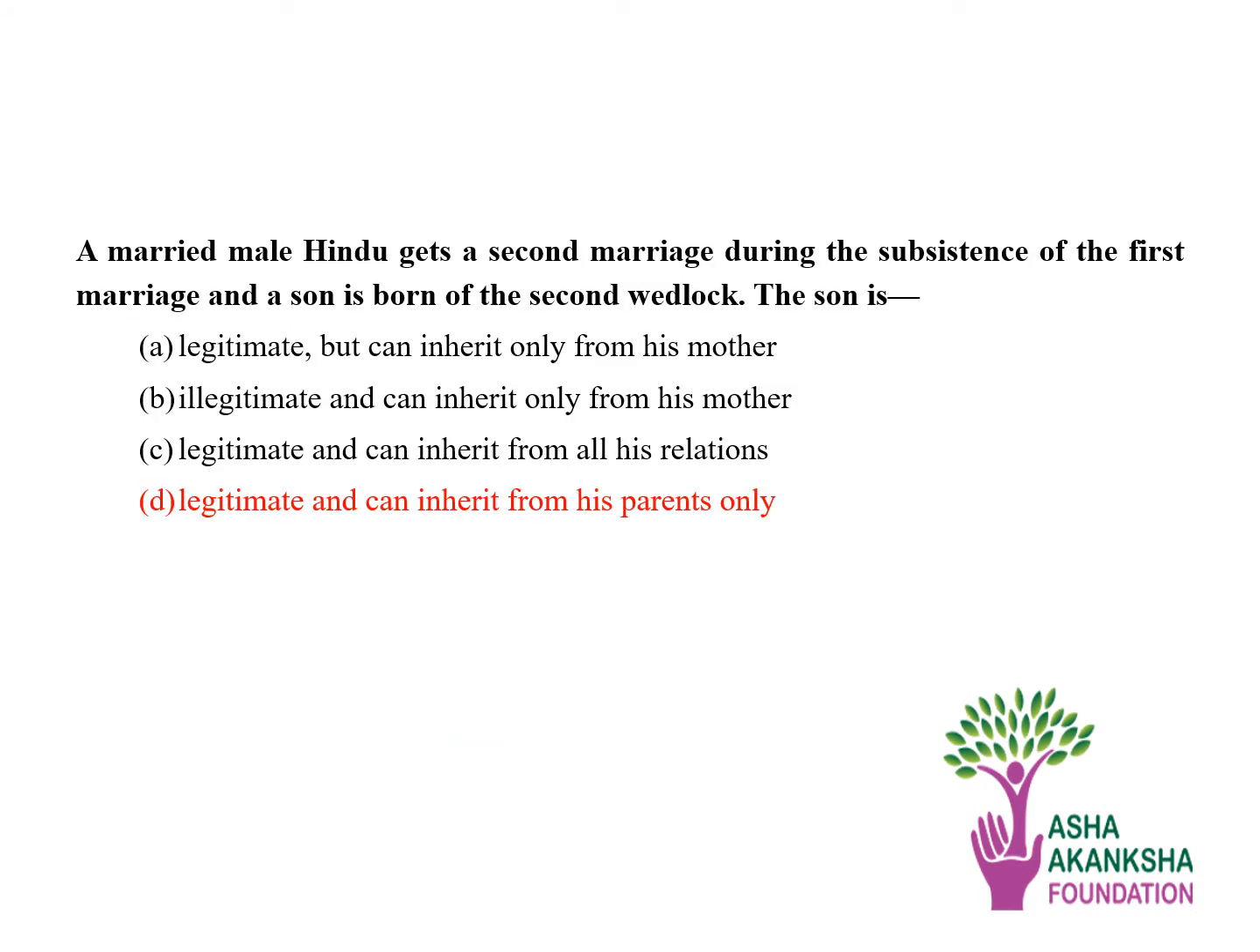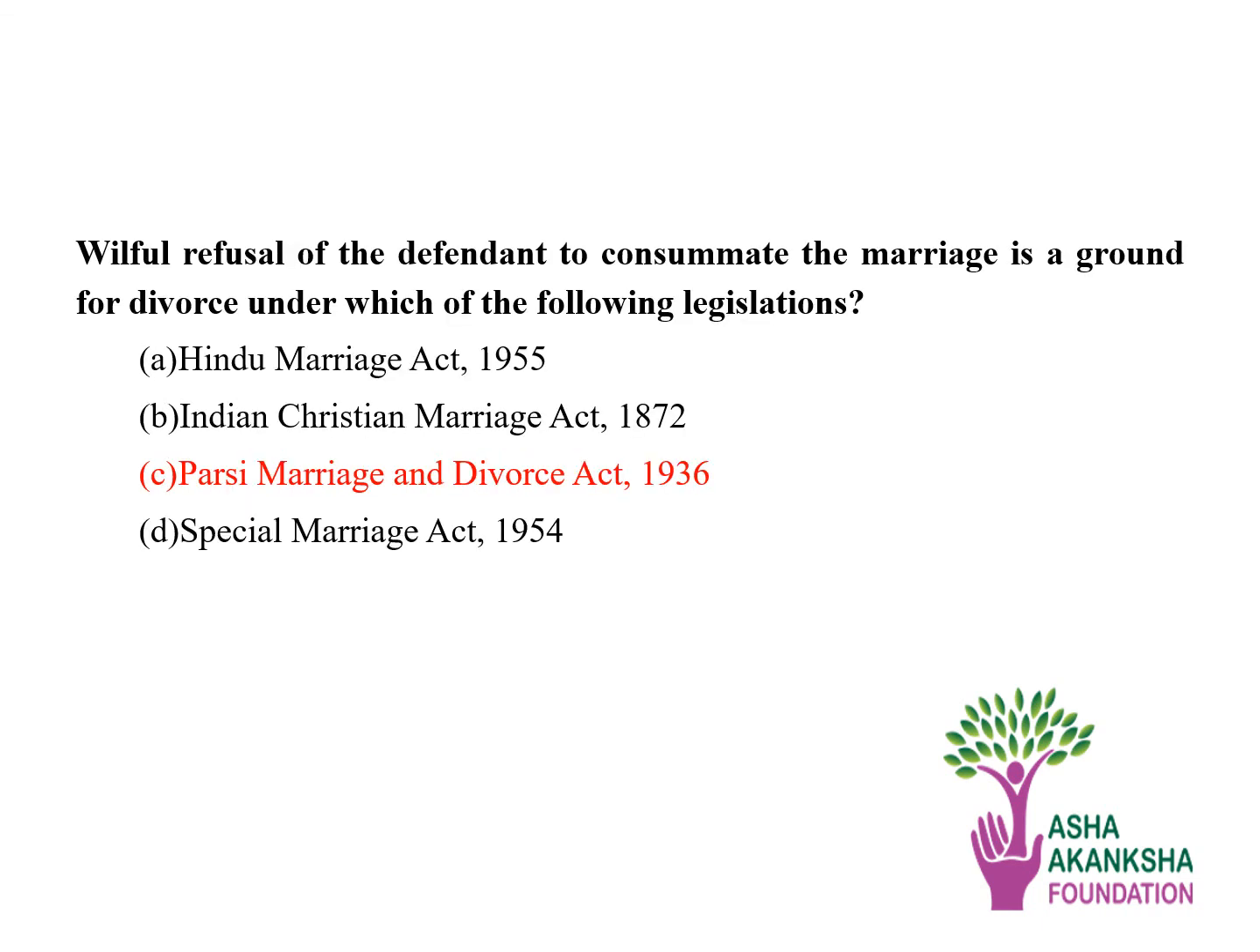Next question. A married male Hindu enters a second marriage during the subsistence of the first marriage, and a son is born out of the second wedlock. The son is, the correct option is legitimate and can inherit the property from his parents only. Next question. Willful refusal of the defendant to consummate the marriage is a ground for divorce under which of the following legislations? So the correct answer is the Parsi Marriage and Divorce Act 1936.